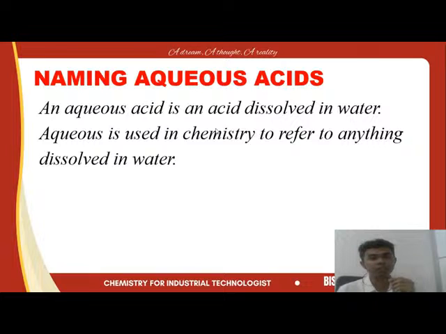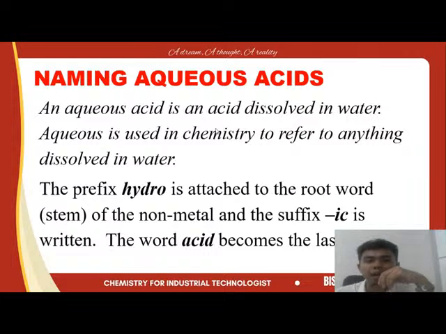become aqueous acids. So those binary compounds that contain hydrogen and other nonmetals, if immersed in water or dissolved in water, will become an aqueous acid. An aqueous acid is an acid dissolved in water. It is used in chemistry to refer to anything dissolved in water. So it is mixed in water, that's why it's called aqueous acids.